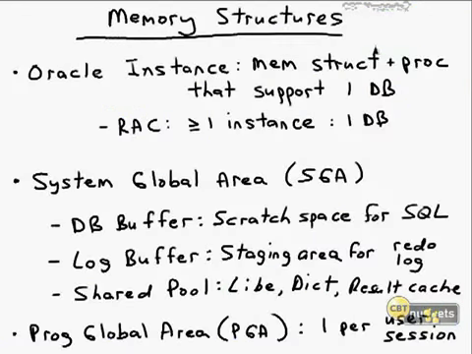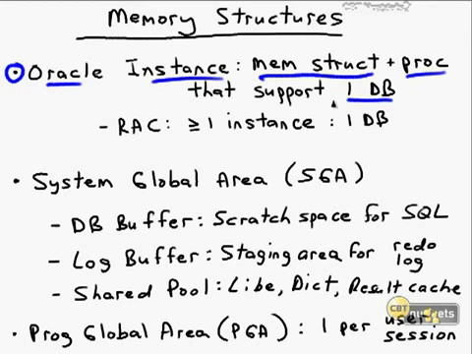Now let's get into the Oracle database memory structures, another vocabulary term that's so crucial that you understand. According to Oracle's own literature, an Oracle instance refers to several memory structures and background processes that support one and only one database. We could consider an Oracle server to be an instance connected to a database. There's a one-to-one relationship.